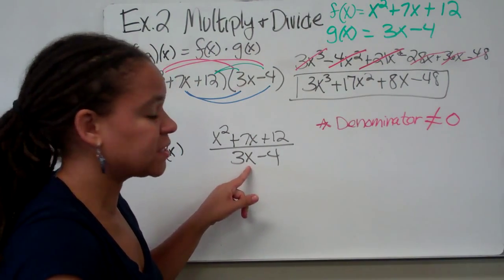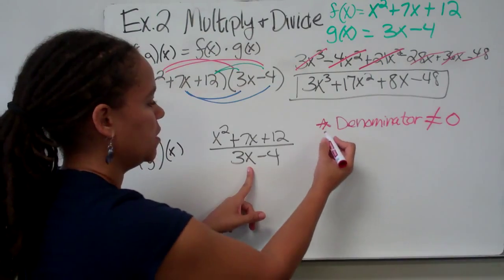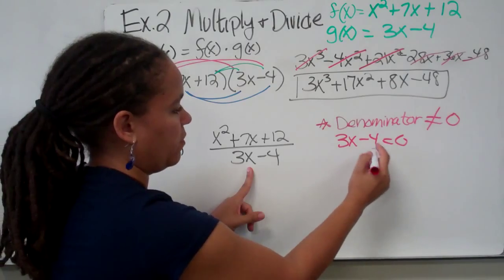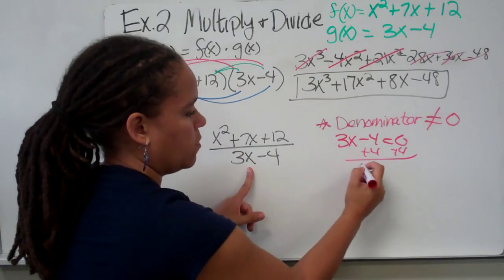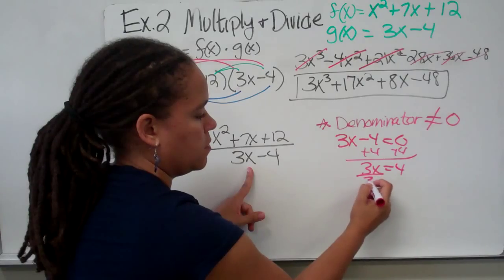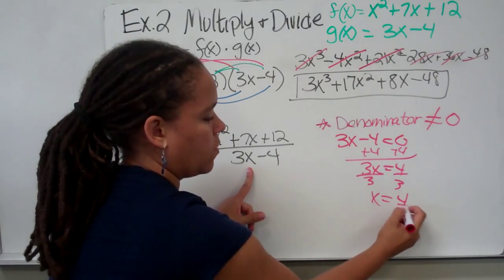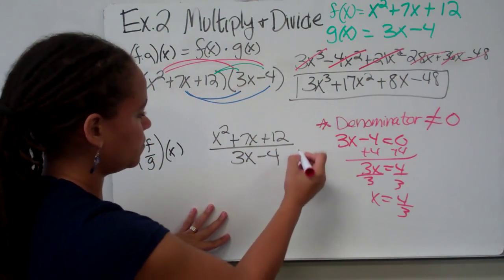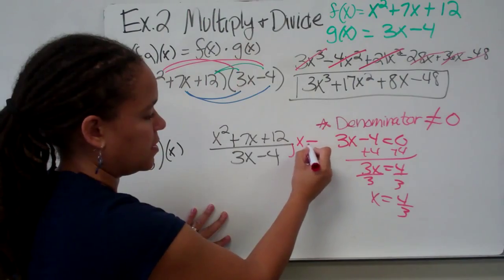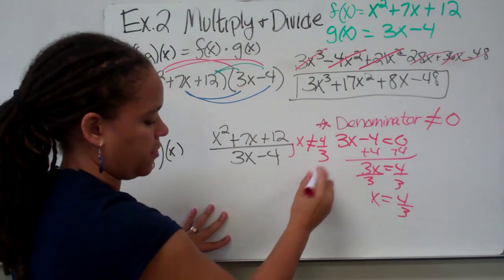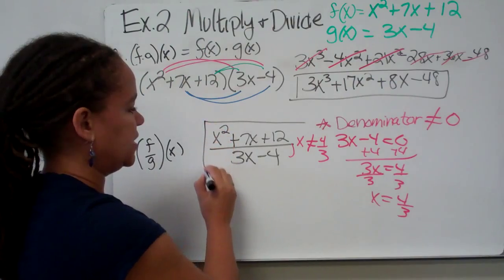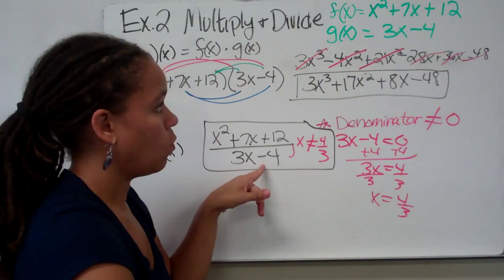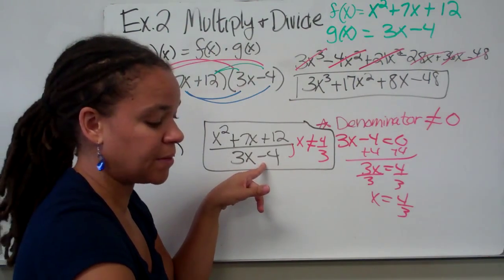You have to figure out what is the one x value that would not work. So it's whatever would make the denominator equal to 0. Well, 3x minus 4, if that were equal to 0, 3x is equal to 4, x equals 4/3. So the way you would write your answer is, this is the quotient, however, comma, x cannot equal 4/3. So all of this is necessary to be the correct answer. You must state what the denominator cannot be.